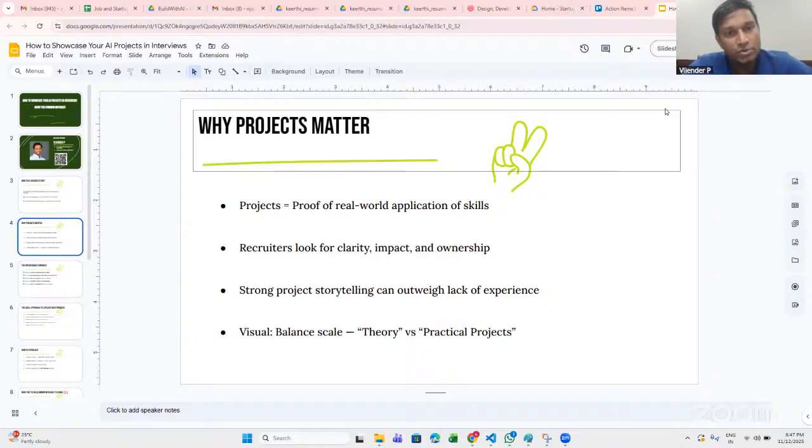Correct? So that's why projects are most important in today's world, because AI started just a few years ago, and most of the people have a similar kind of experience, right? So the people who know versus people who don't know can be clearly segregated based on the projects they work on, because it gives the interviewer a chance to ask specific questions based on the projects that have been done.